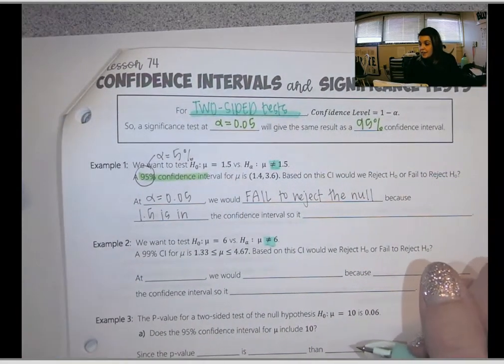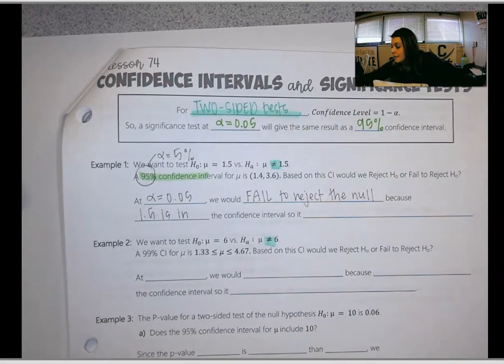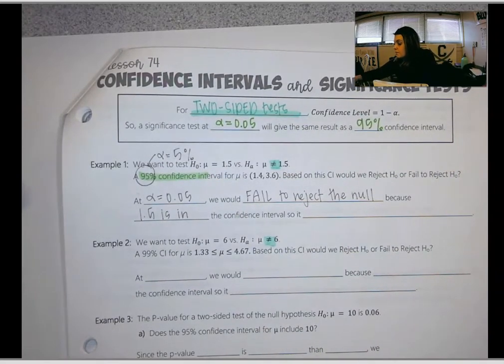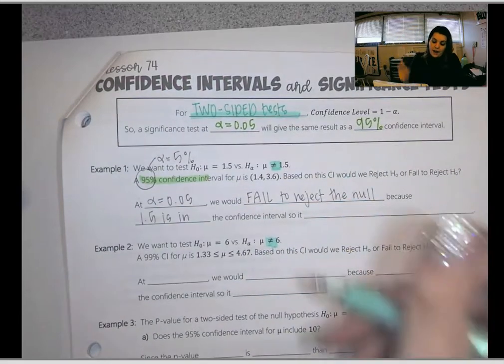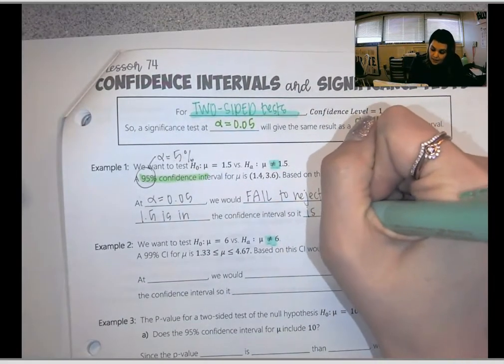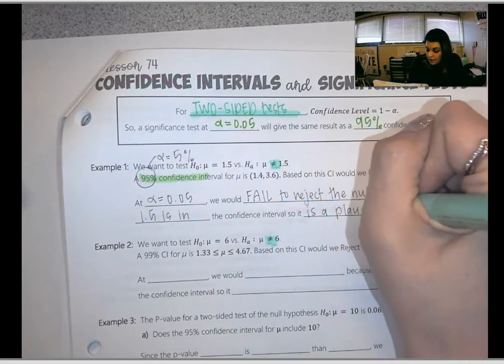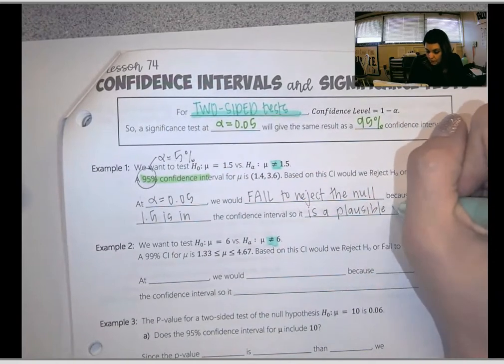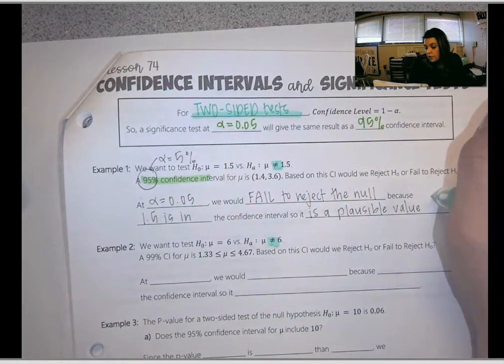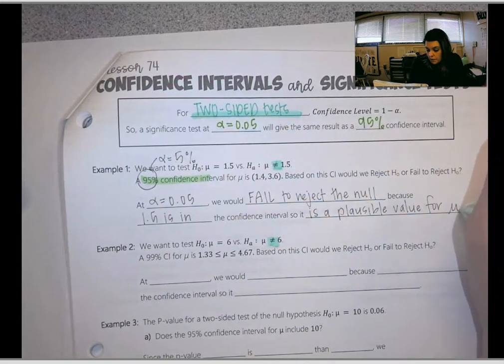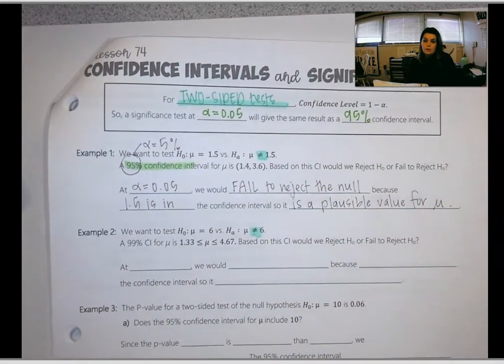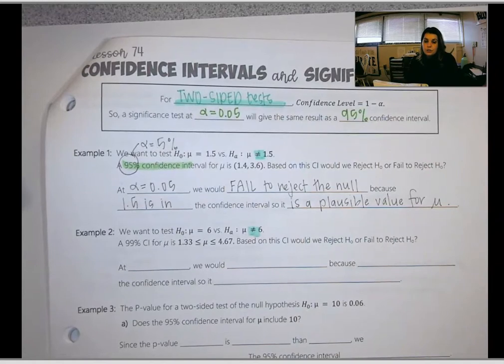So that tells us that 1.5 is a plausible value for mu. We would fail to reject because it is in the interval.